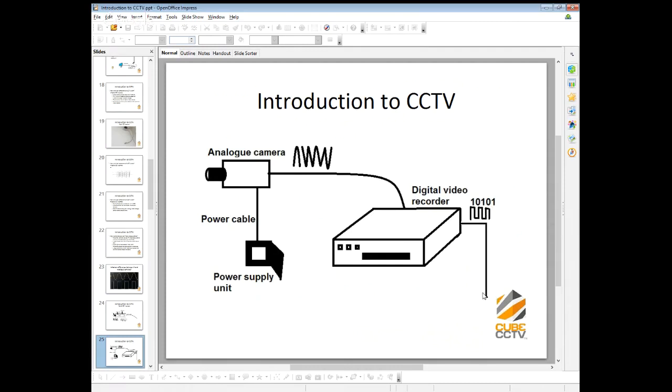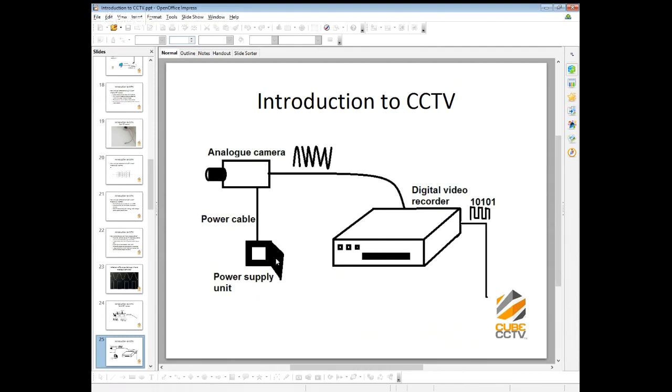Once this is connected to a network, you could use any networkable device to view the signal. For instance, when you see the analog cameras through your phones, you're connecting to the digital video recorder rather than to the camera. So the digital video recorder will have all the video footage of that camera converted into digital form. And when you're accessing through your mobile phones, you're accessing the DVR.